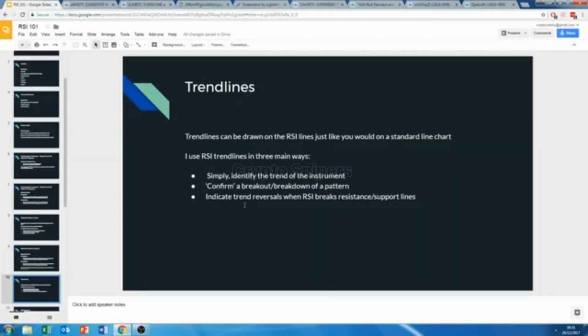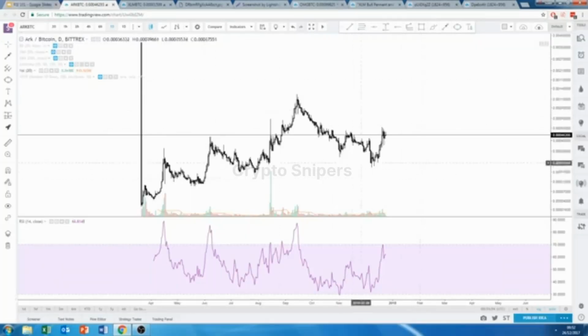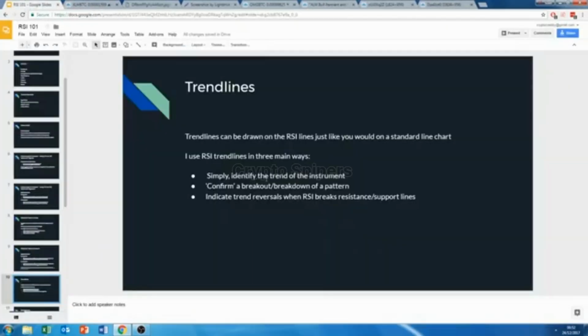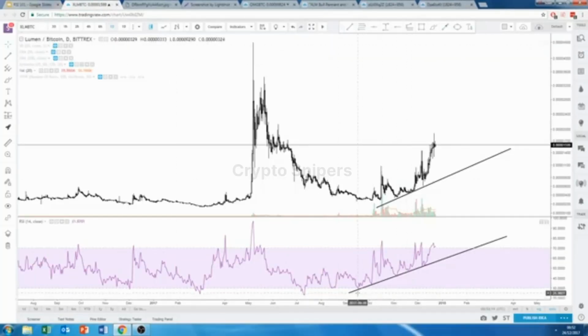Oh, and of course, so we've covered indicating trend reversals by looking at the Bitcoin example and breaking the downtrend resistance. We've covered confirming a breakout or breakdown of a pattern with the channel example on ARK, which was very powerful. And then quite simply, the trend of the instrument, we can just see here that RSI is making higher lows and generally higher highs as well.